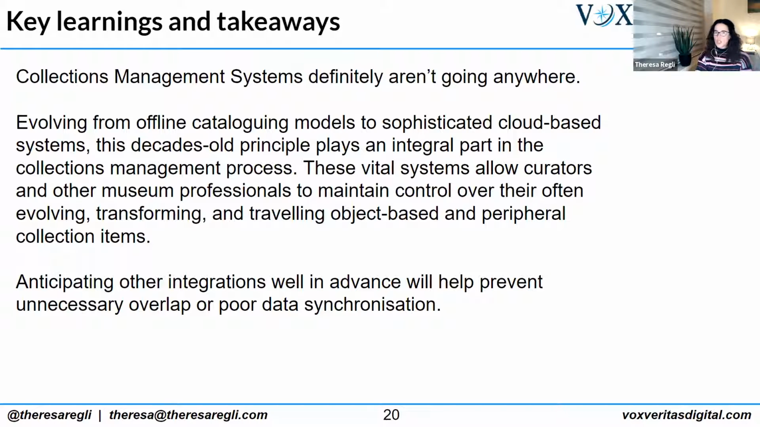So CMSs aren't going anywhere, because DAM isn't going to take over completely from the CMS, but we really need to evolve from these offline catalog models to much more sophisticated cloud-based systems. We need to connect them and plan these integrations well in advance, because it will prevent a lot of unnecessary overlap and really poor data synchronization, which is the big problem I see with a lot of museums, and with a lot of corporations too.